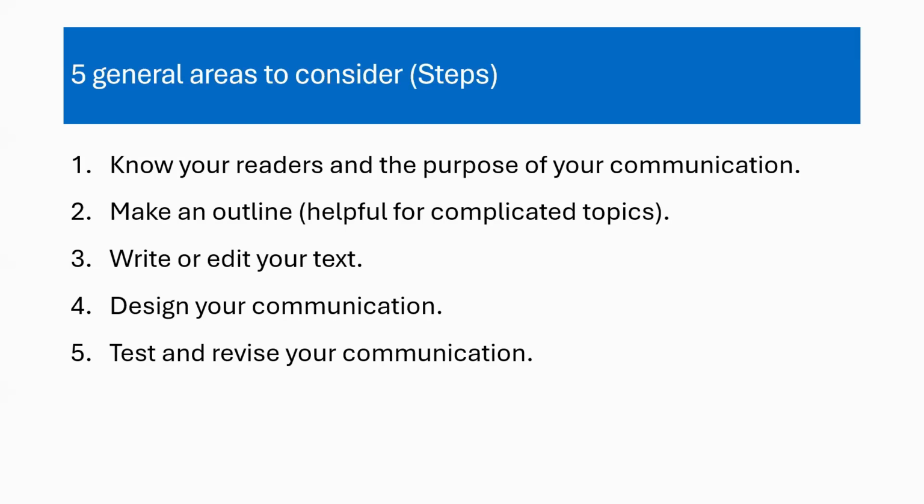You saw this slide last week. The title is 5 general areas to consider, but I've also added a bracket to the right that says steps, because if you follow these steps, it will really help you deal with complicated topics. Number 1, know your readers and the purpose for your communication. That's what we've been reviewing this morning. 2, make an outline, which I noted is helpful for complicated topics. 3, write or edit your text. We're also learning how to do that now. 4, design your communication. It's on our list for today. And 5, test and revise your communication. Following those steps will help.